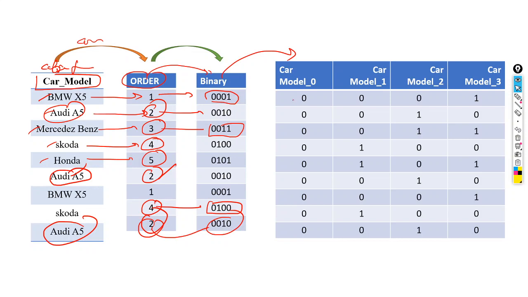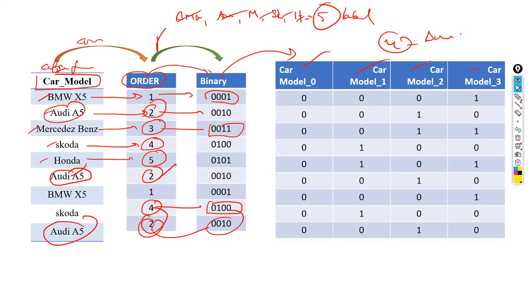So here, how many different labels are there? 5: BMW, Audi, Mercedes-Benz, Skoda, Honda, a total of 5. 1, 2, 3, 4, 5. So under the 5 labels, 4 binary encoded variables are created. 4 binary encoded variables are created.